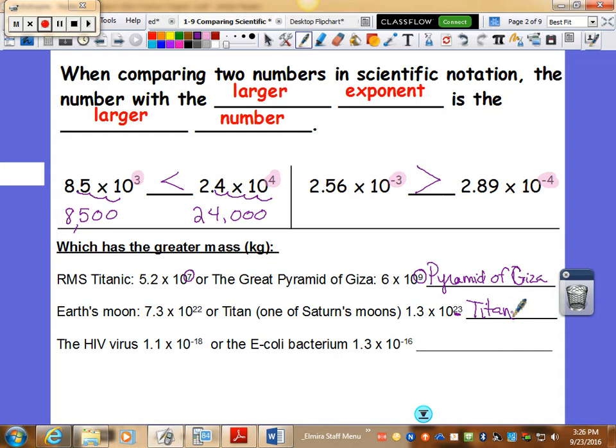Okay, the HIV virus. If you had one copy of the virus, it would be 1.1 times 10 to the -18 kilograms, or the E. coli bacteria, which weighs 1.3 times 10 to the -16th. Okay, remember we're talking about negative exponents, so the one that looks smaller is actually the bigger one. So the E. coli bacterium has a greater mass.